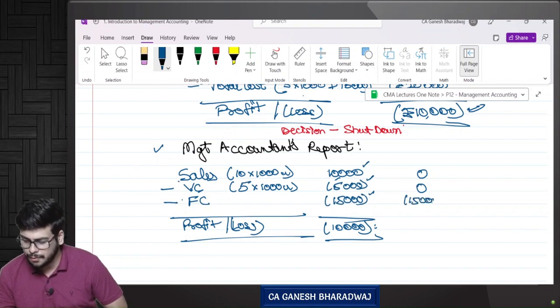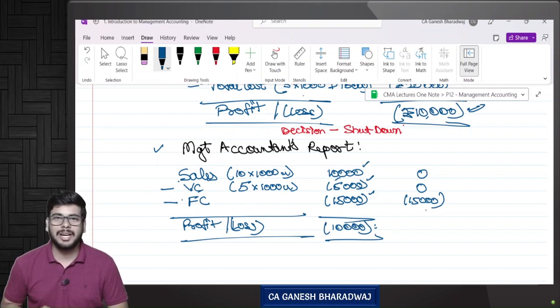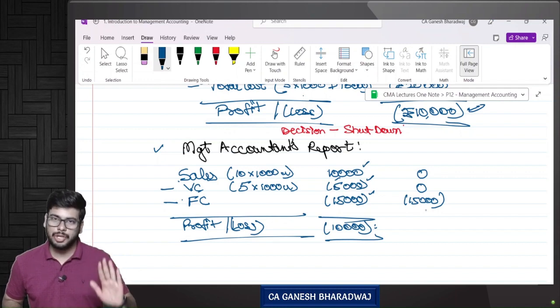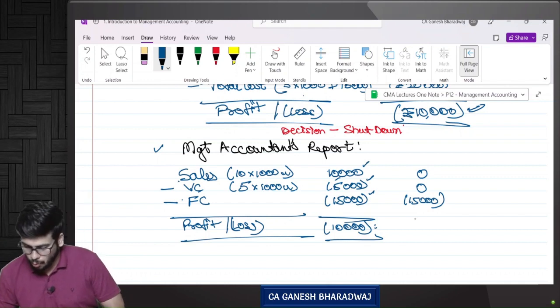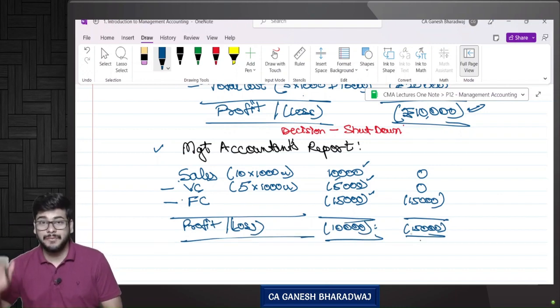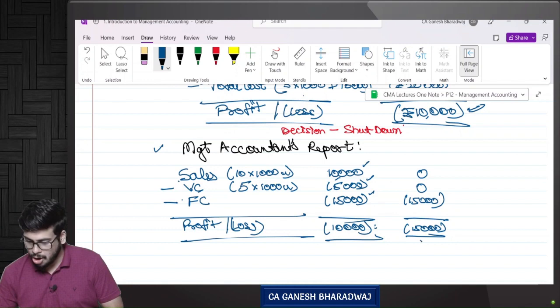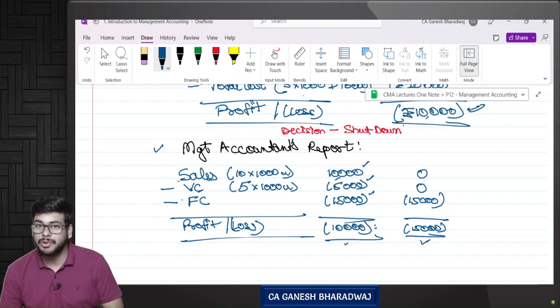If I'm just shutting down for 1 month, can I tell my landlord, Mr. Landlord, I'm going to shut down my factory for 1 month, so I am not going to pay the rent? He will not accept. You have all your machineries inside, the place is occupied, he cannot let it out to anyone. So you need to pay the rent, correct or not? Rent will be there. If you shut down, the loss is going to be 15,000. If you continue, the loss is just going to be 10,000.